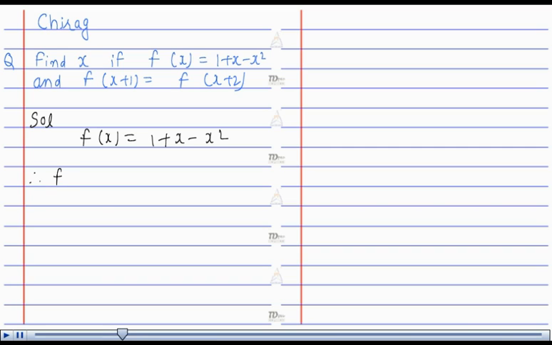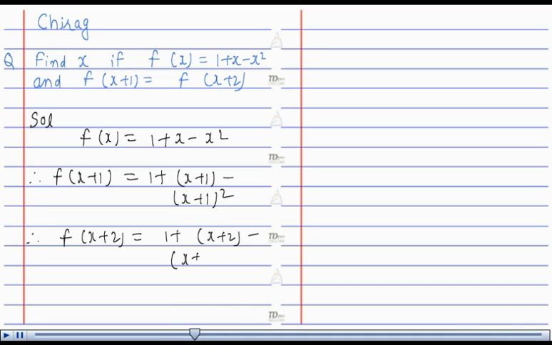Therefore, f(x+1) = 1 + (x+1) - (x+1)², and similarly f(x+2) = 1 + (x+2) - (x+2)². From the question, we know that f(x+1) = f(x+2).